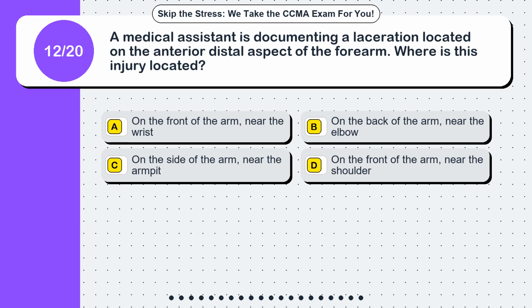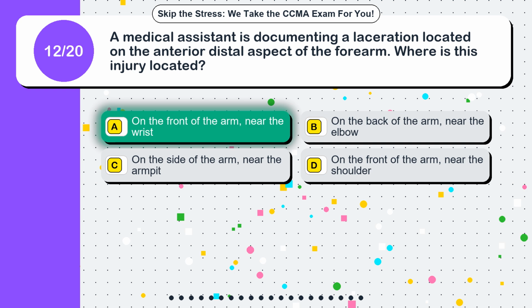Question 12. A medical assistant is documenting a laceration located on the anterior distal aspect of the forearm. Where is this injury located? Option A. On the front of the arm, near the wrist. Option B. On the back of the arm, near the elbow. Option C. On the side of the arm, near the armpit. Option D. On the front of the arm, near the shoulder. The correct answer is option A.